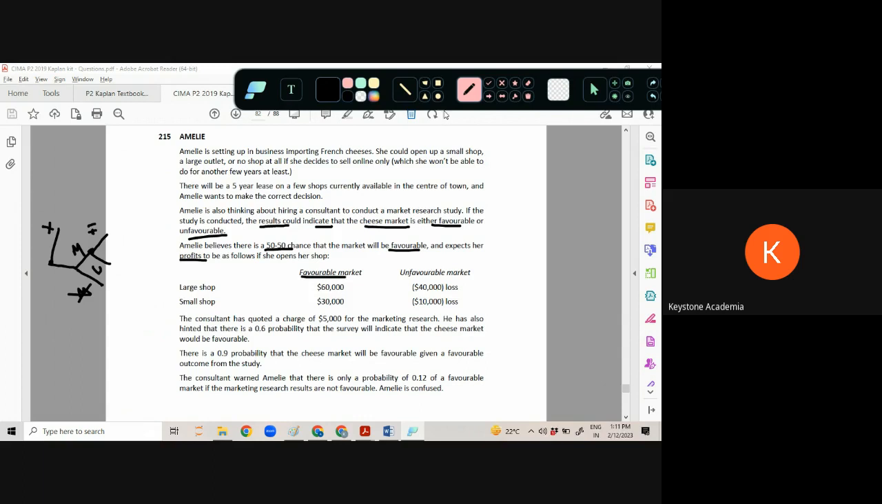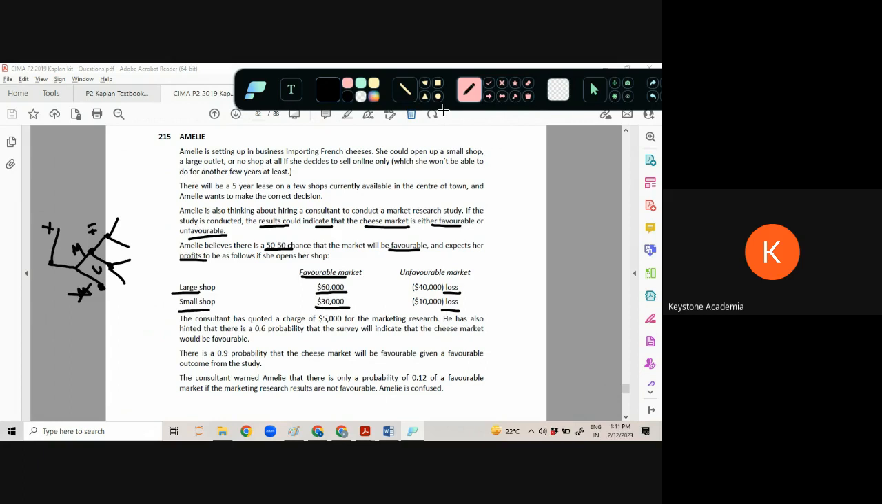So if there is a favorable market, she could again either go for a large shop or a small shop. If she goes for a large shop, it is $60,000 of profit, and a small shop will get $30,000 of profit. If the market is unfavorable, remember, here unfavorable, she could again go for either a large shop or a small shop. Similarly, she will incur a loss with that.